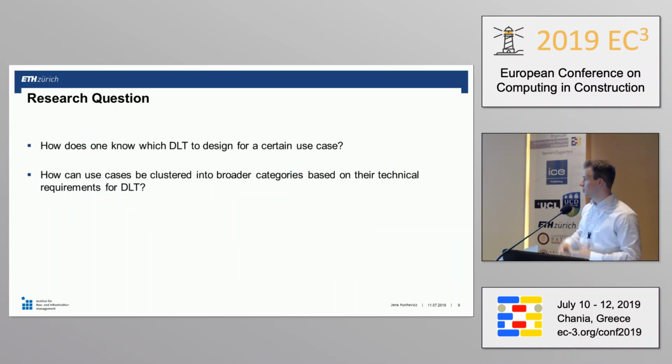So the paper I wrote here for EC3 addressed these two research questions. There are a lot of ideas how you can use DLT in construction, and I found these use cases. And there are a lot of different technical designs of DLT. So it's a very complex space. And my question was, how can you link these two? How do you know, if you want to have one use case in construction, which DLT you should use to design this use case? And can these use cases be clustered into broader categories so you can have a more general idea what technical requirements you need?